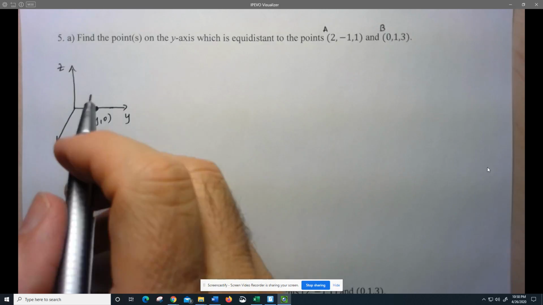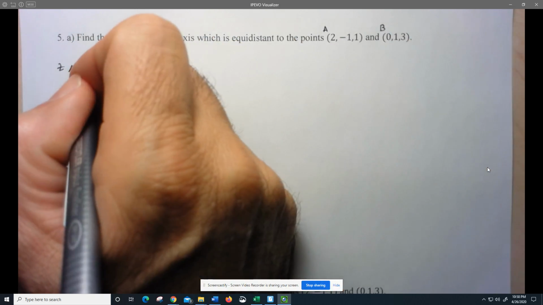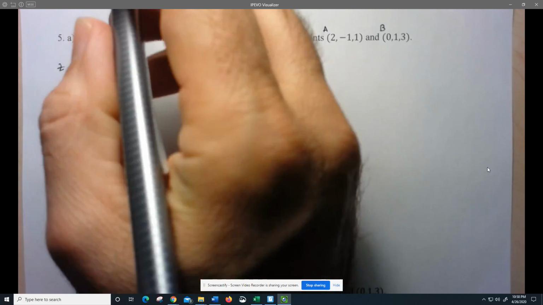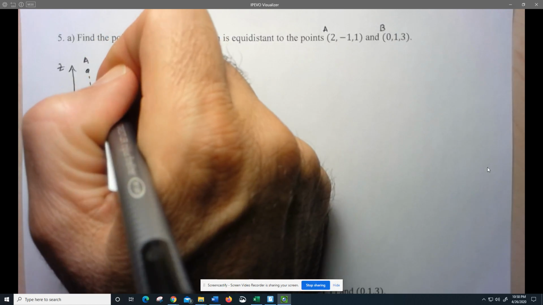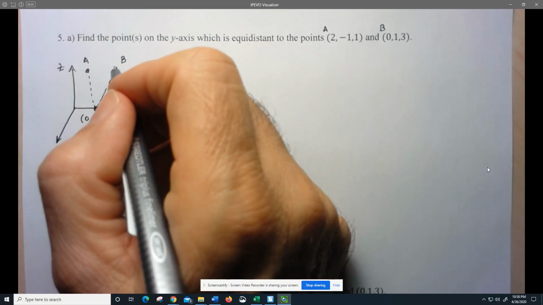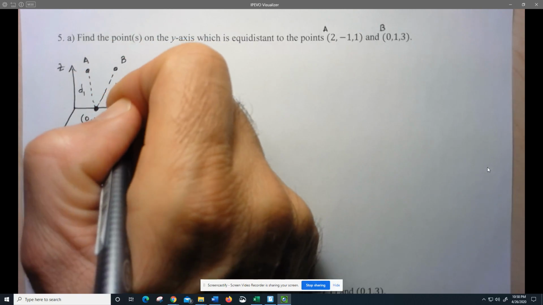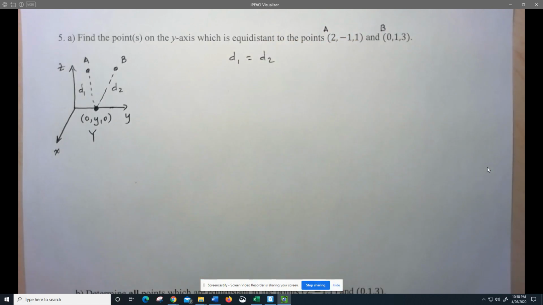And what's special about this point is that it needs to be equidistant to these 2 points. So let's say I call this A, and let's say I call this B. The distance from A to Y, and the distance from B to Y has to be the same. So I'll call this D1, I'll call this D2. I need D1 to be equal to D2.